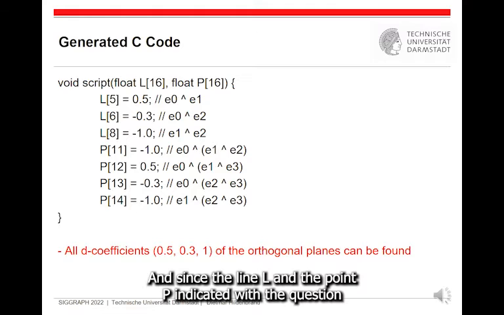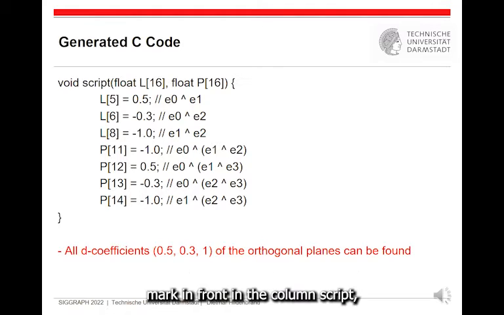And since the line L and the point P are indicated with a question mark in front in the Gallop script, their non-zero coefficients are computed in the generated C function. And we can see that L consists of 3 non-zero coefficients and P consists of 4 non-zero coefficients.